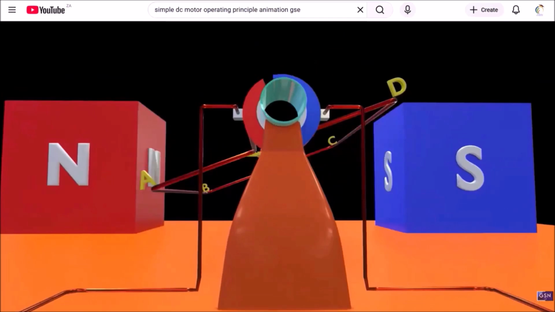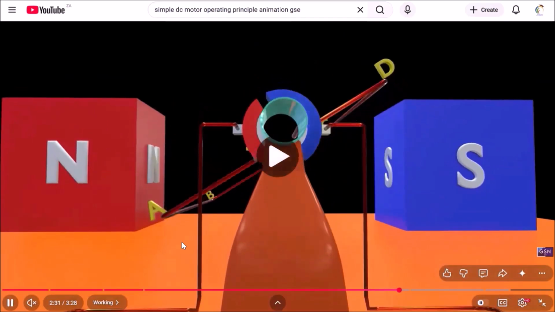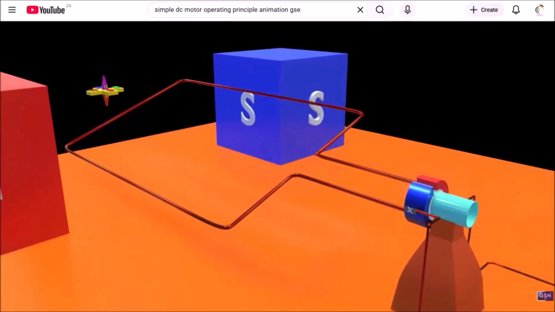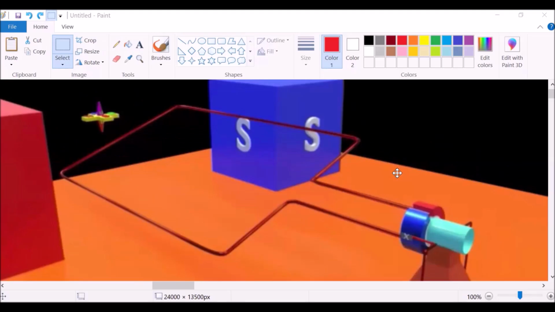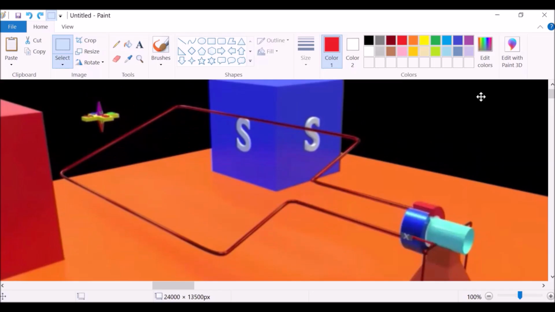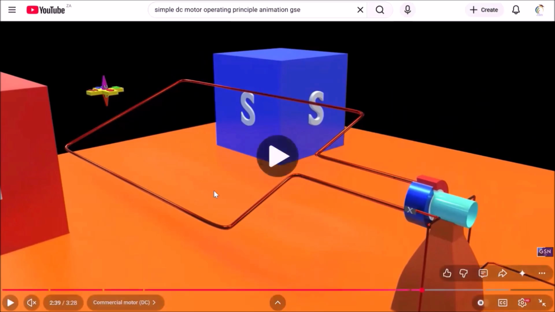Reversing the current reverses the direction of rotation. Also, reversing the magnets reverses the direction of rotation. But reversing both the magnets and the battery at the same time does not change the direction of rotation.